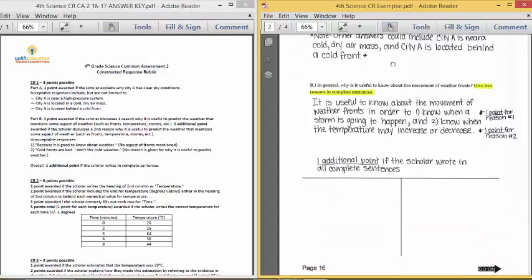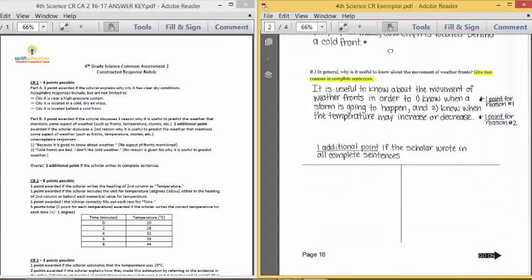For Part B, scholars must answer why it's useful to know about weather fronts. They should give 2 reasons in complete sentences as highlighted here. One reason can be because it's helpful to know when a storm might happen. They may also note that it's helpful to know whether or not the temperature may increase or decrease. They get 1 point for reason number 1 and 1 point for reason number 2.